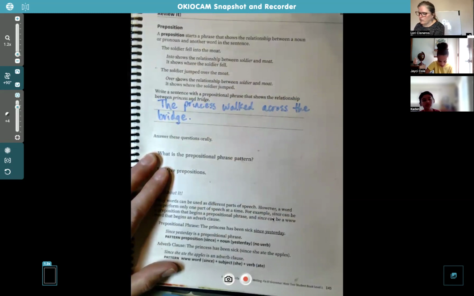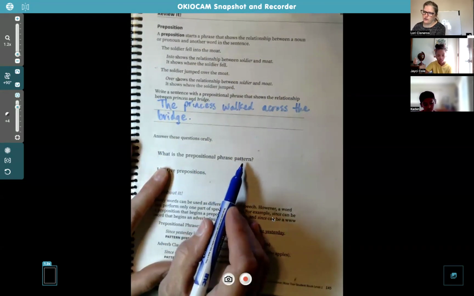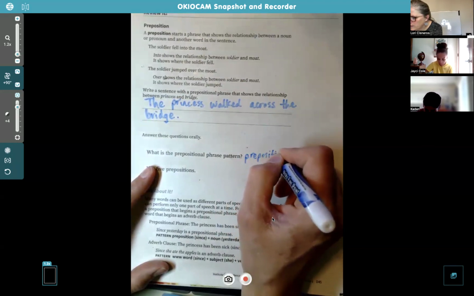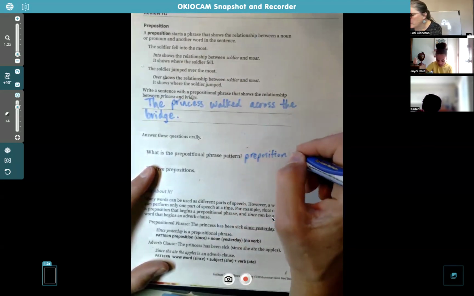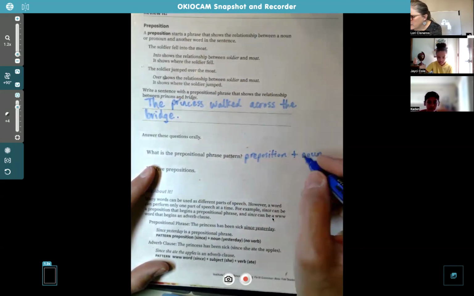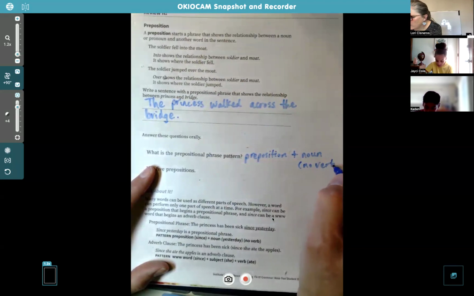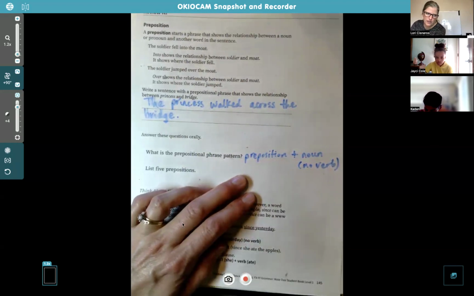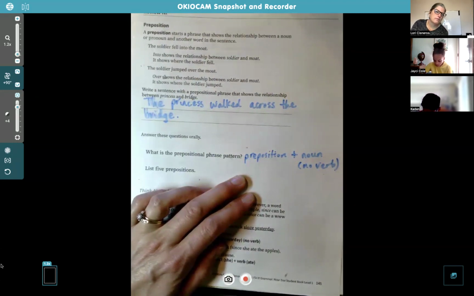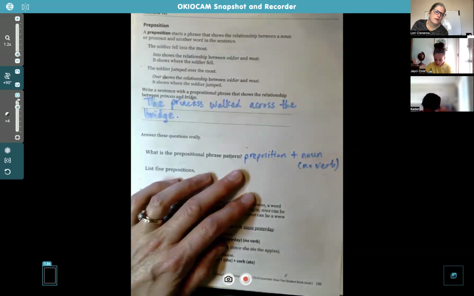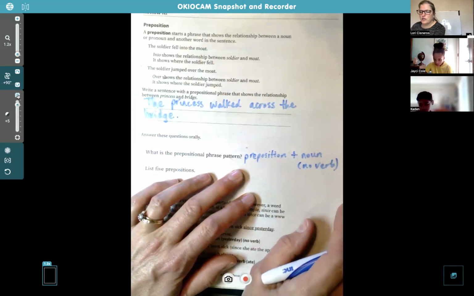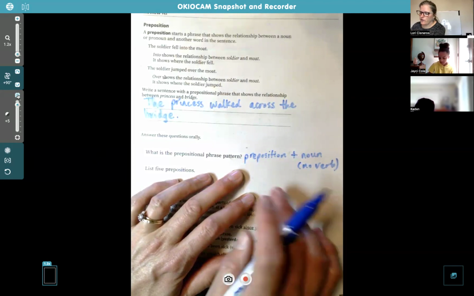Down here it says, what is the prepositional phrase pattern? So there is a pattern and it goes like this. You're going to put that word preposition, which is those words we looked at on page 43, plus noun, and then underneath that, no verb. So that is important to remember, that the prepositional phrase is a preposition plus a noun, but there is no verb in the phrase. If it has a verb, it could be a clause. Remember, clauses have verbs, but phrases do not.